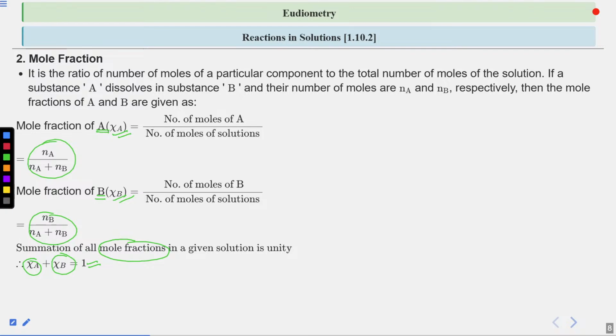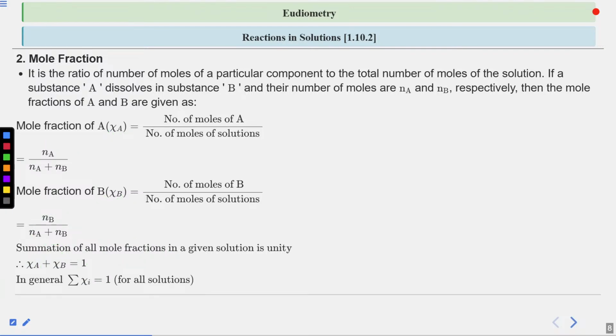Now suppose we have a multi-component system. What is a multi-component system? The solution which we have dealt with until now was a binary solution. Two components were there, A and B. Now suppose we have more than two components, A, B, C, D, E. Then in that case, if you add the mole fraction of each and every component, you will get 1. Remember this thing. You have to add the mole fraction of each and every component.